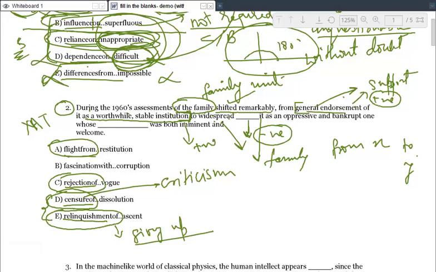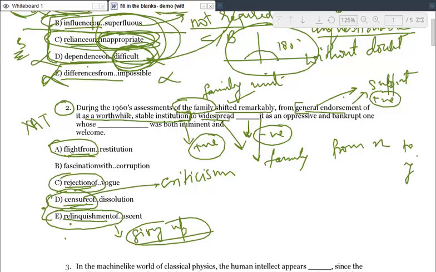This entire thing is positive. From this, what is this? General endorsement of it as a worthwhile, stable institution. To, now this will be negative. I hope you are following me. So widespread is basically what? Flight from, rejection, criticism. But relinquishment is always voluntary, and relinquishment is giving up of something voluntarily. It doesn't carry that negativity.